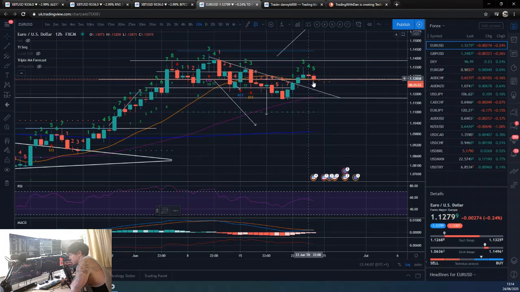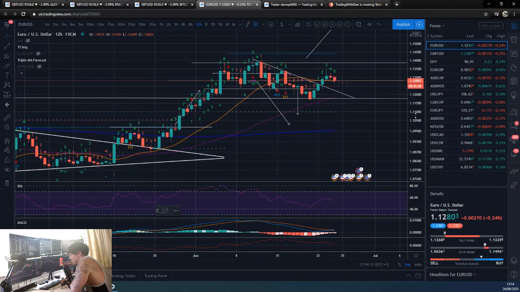Obviously assuming we come down, we may bounce off this horizontal and go up. But if that happens, that happens. And the high of these candles, more conservatively this high, break that high, then onwards and upwards.